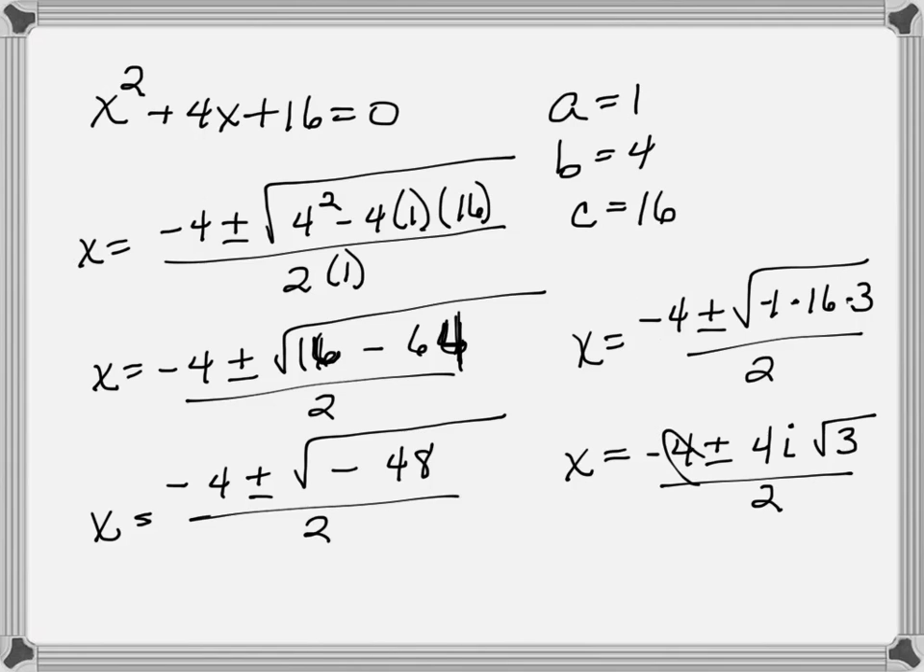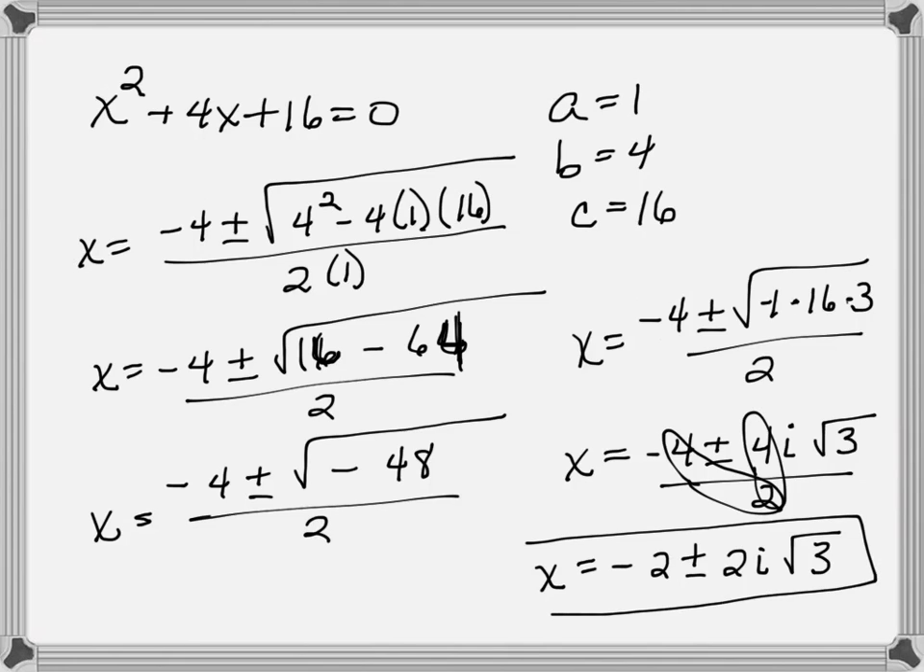Now, this 4 will divide by 2, and that 4 will divide by 2. So I need to reduce the fraction. So my final answer is x equals negative 2 plus or minus 2i times the square root of 3. And remember, you just divide the number in front. You don't do anything to the square root of 3 when you reduce. And that's your final answer. Okay, so that's the end of 7-2.